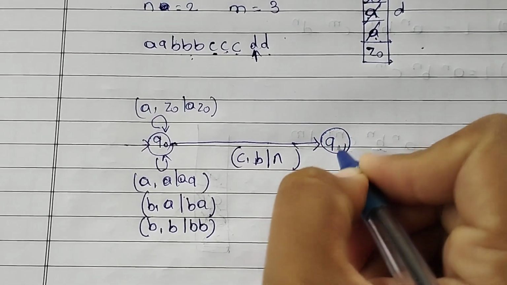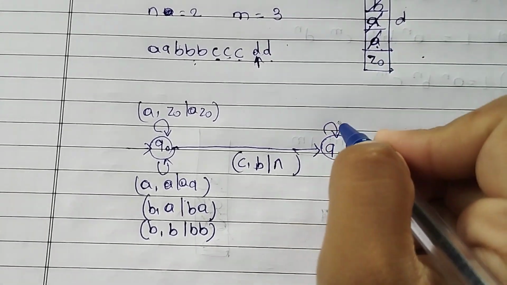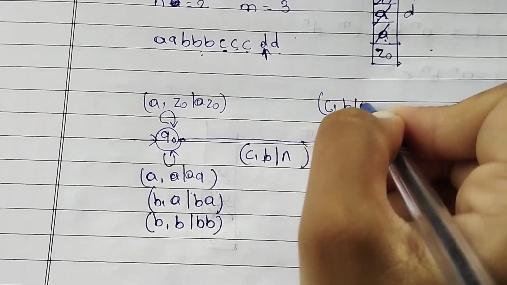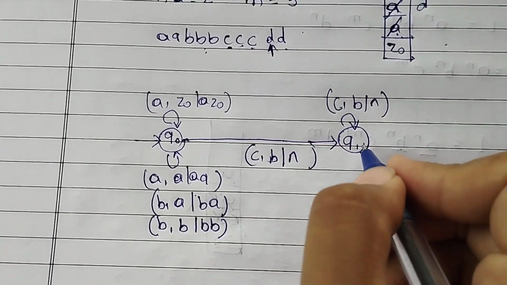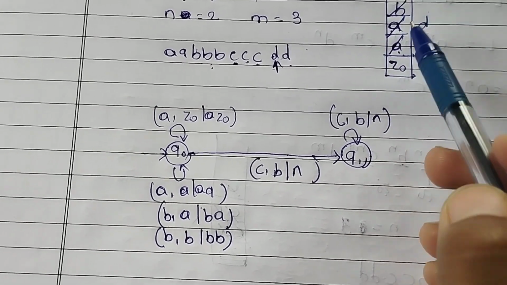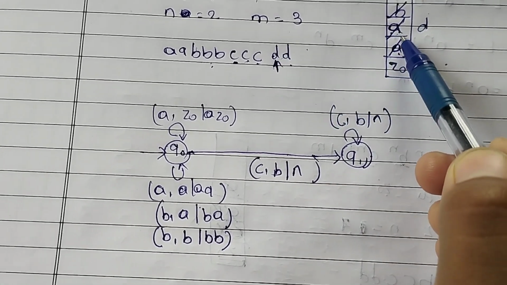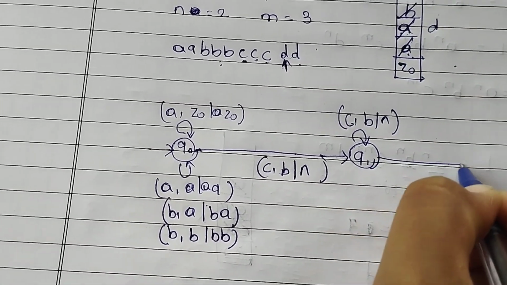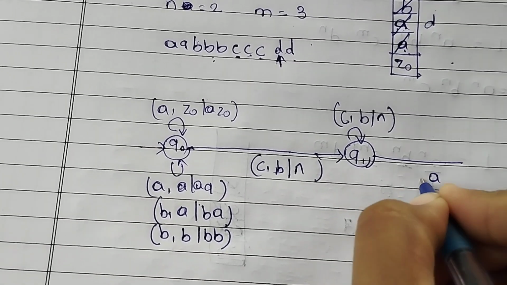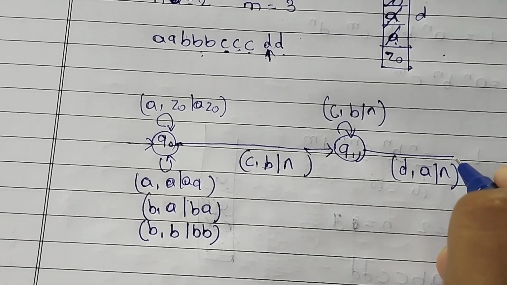Now in Q1 state, all the B's are popped for the C. So already B is present, we read C and pop the B's. In this way we complete all the B's. Now we read A, and then we read D, and initially A is present. So that's why we take another state where first A is present, we read D and pop the symbol.